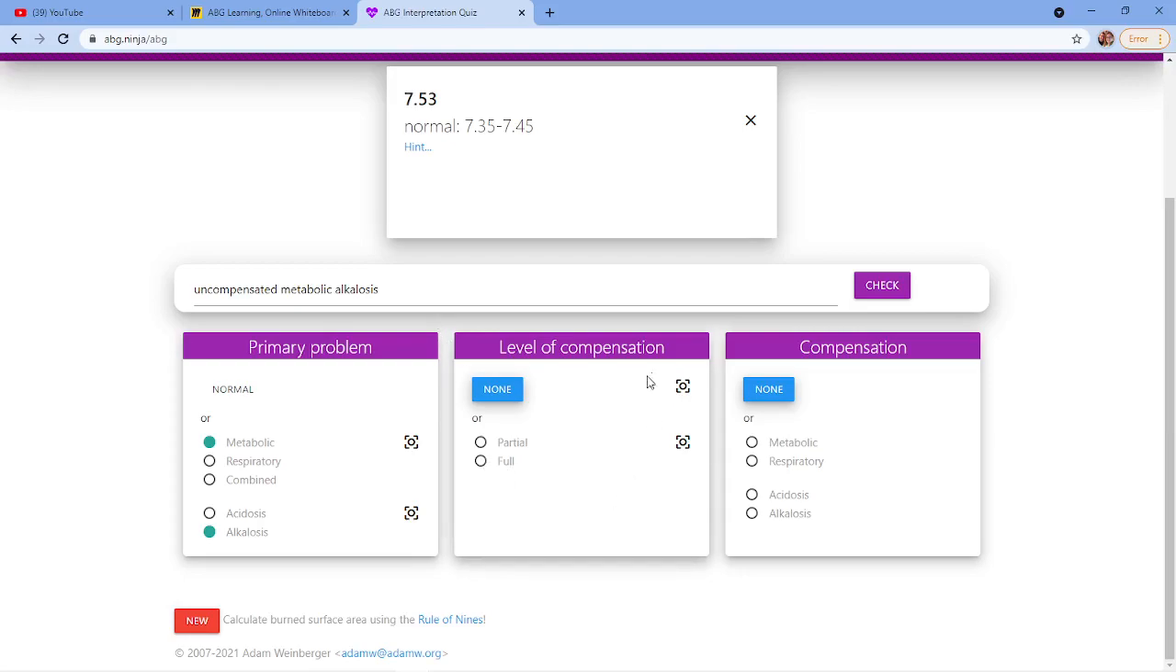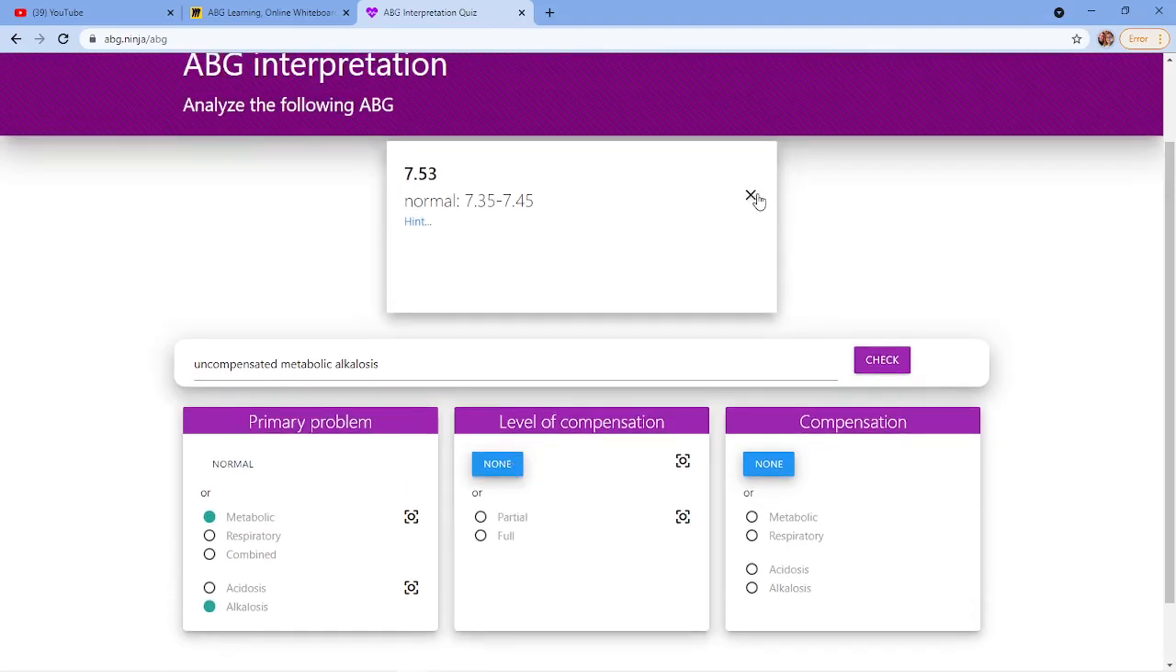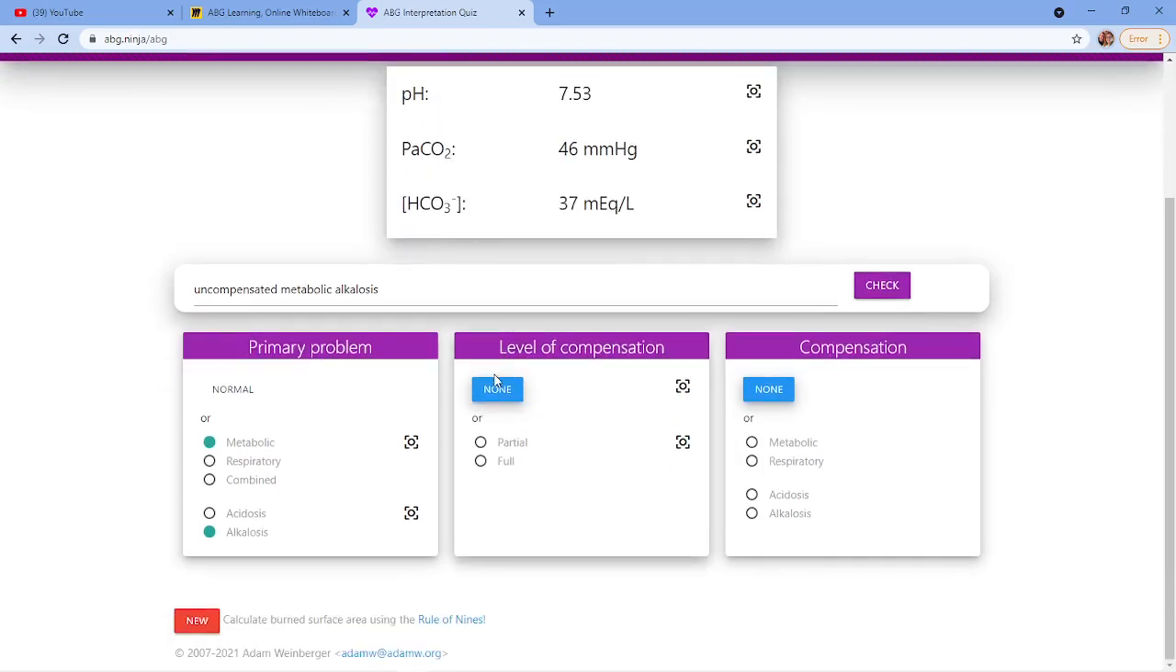Now, I'm going to attempt to do this for these videos, but I've never been tested on this, but this video is really good about covering these. So we're going to look at partial or full. To be fully compensated, you have to have the pH be normal, and that pH is not normal, so we know we're not fully compensated. So we know right away that it's partial.